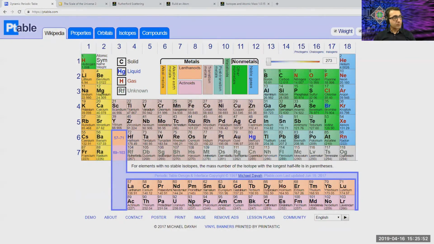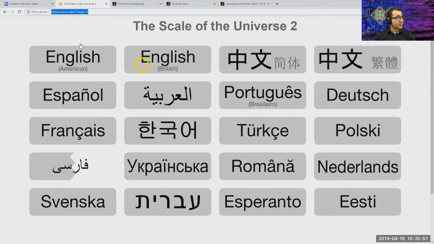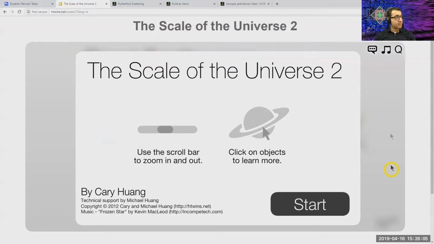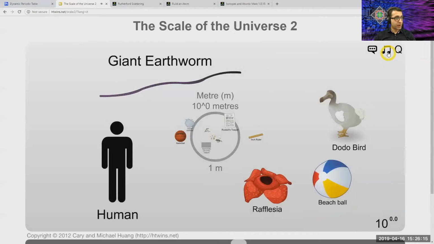So I like to use this resource here that you can find on the internet at this URL. It's called The Scale of the Universe, and you can pick whatever language. I'm going to pick this, obviously. Now, the reason why this is very useful is because it shows you the scale of the very small and the very large in a very interactive way. So I'm going to fire it up, turn down the music a little bit, even though it is rather nice.